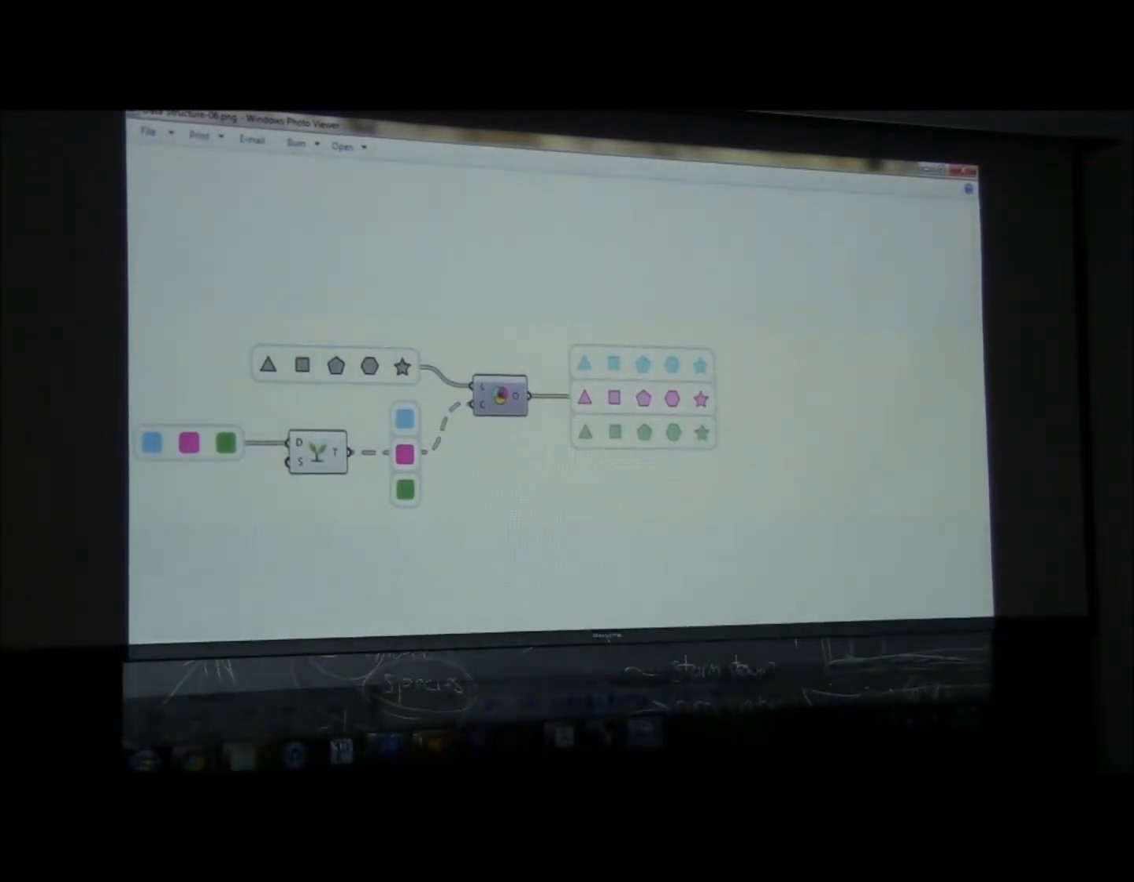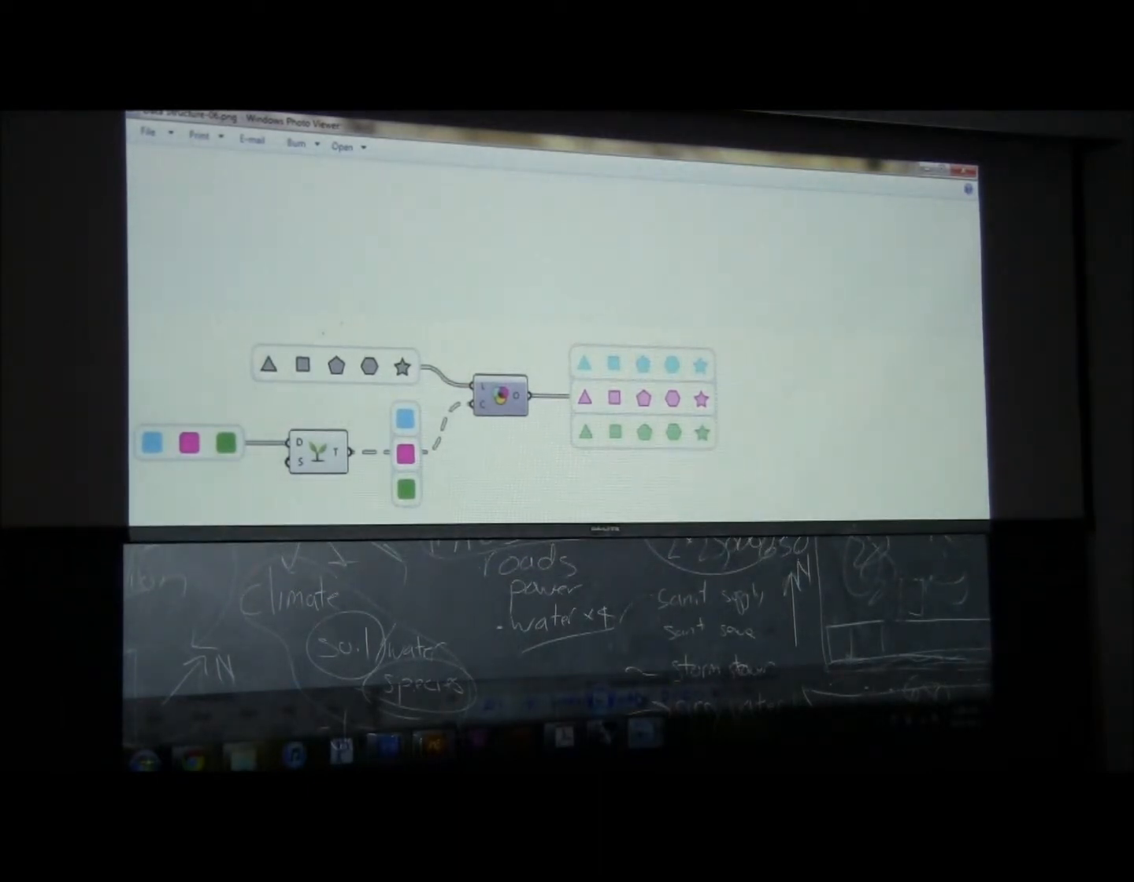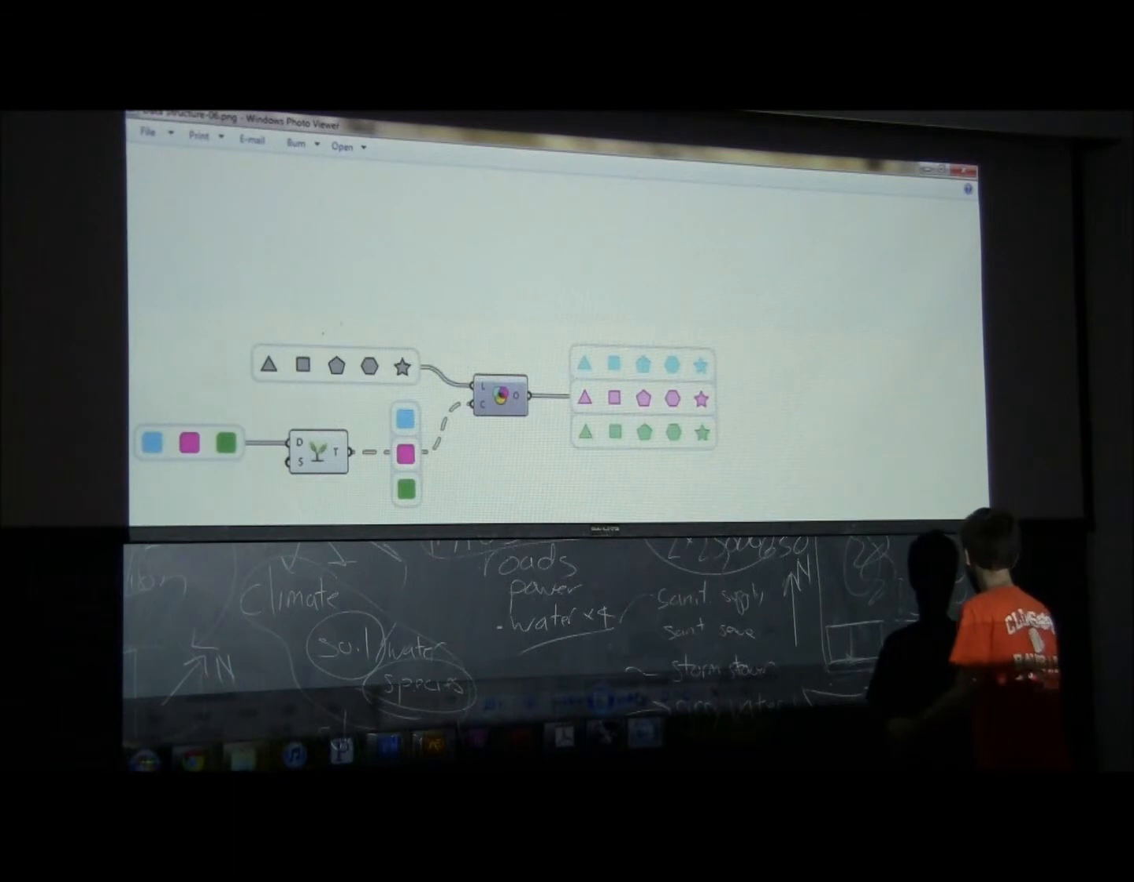Are those two real components or just? The graph one is a real component, the other one is fake. Oh. I should have clarified that.